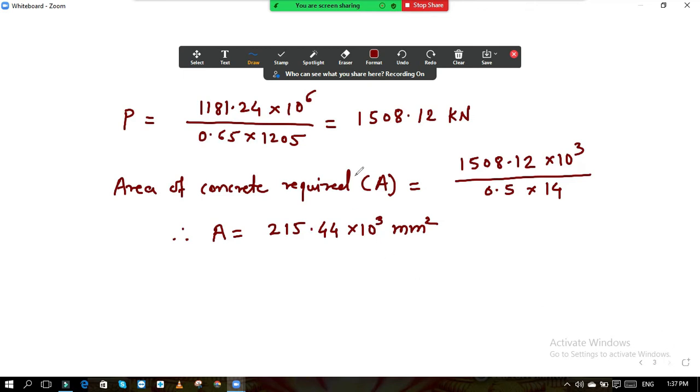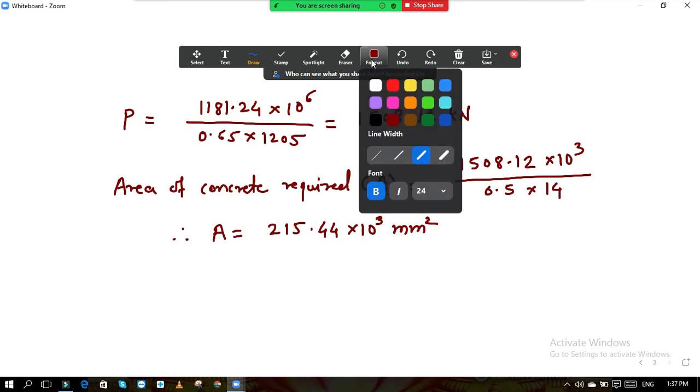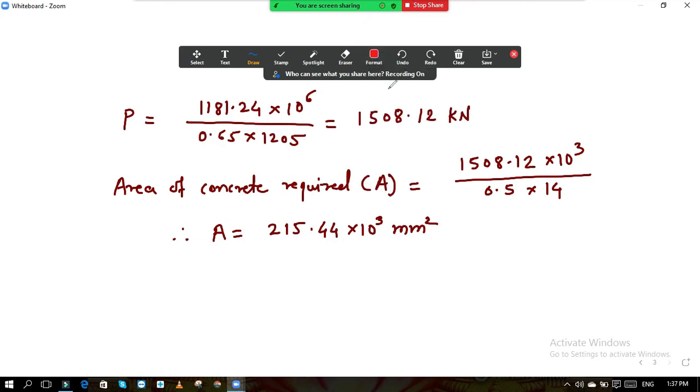So now we will provide 500 mm width of the flange, because our area is too big. Generally it is provided between 500 mm to 1500 mm. So provide flange width B is equal to 500 mm. So we have provided a flange width as 500 mm.